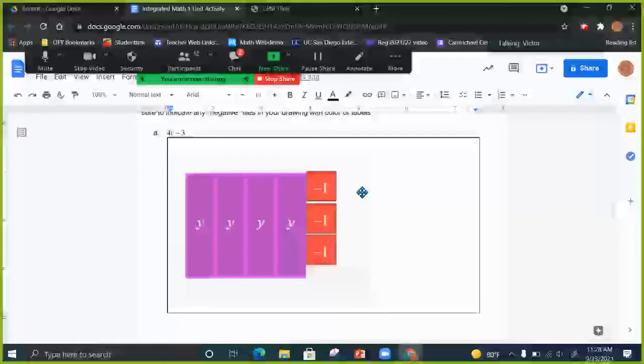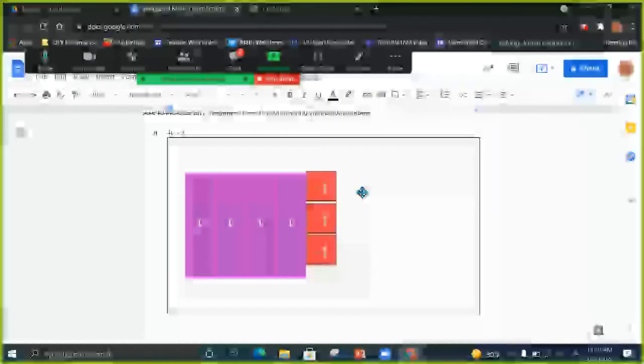Victor, you're going to do it on paper, right? So why don't you right now write down your notes for 4A, and then you can copy down this image that I made with the tiles. So I would draw out 4y bars and then 3 negative 1 bars, just like this one.